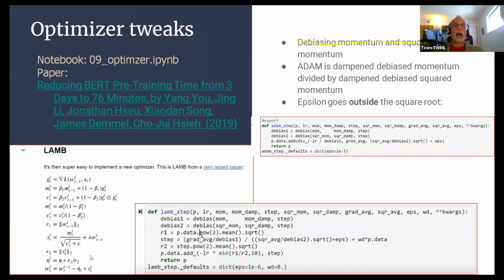See, I really need a whiteboard here to talk about the momentum formula. But what you're doing is you're updating the weight by 0.9 times the previous weight plus 0.1 times the updated weight.